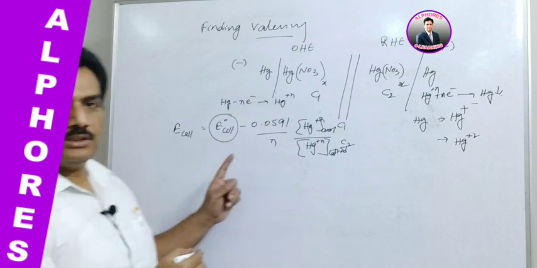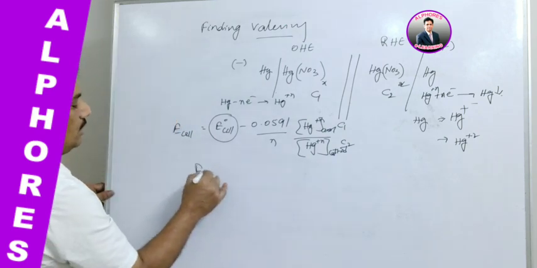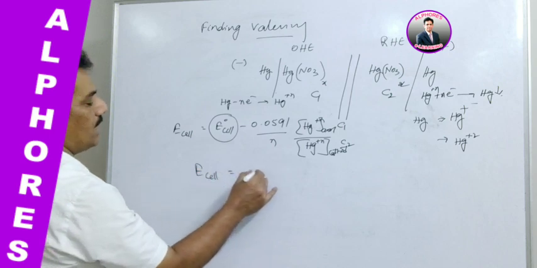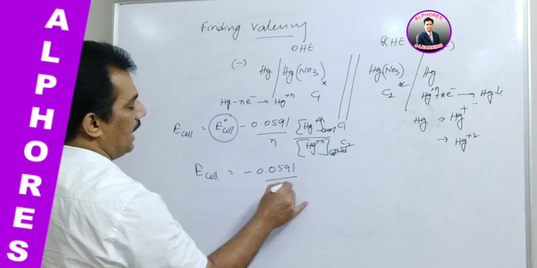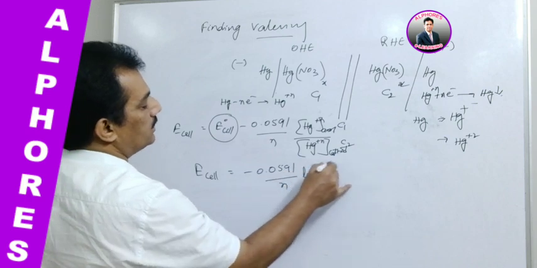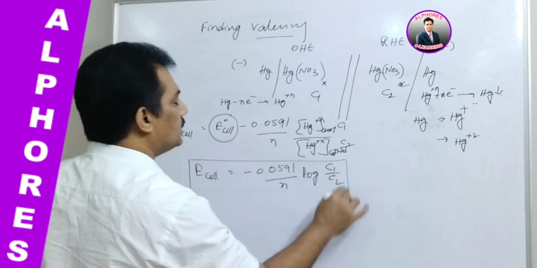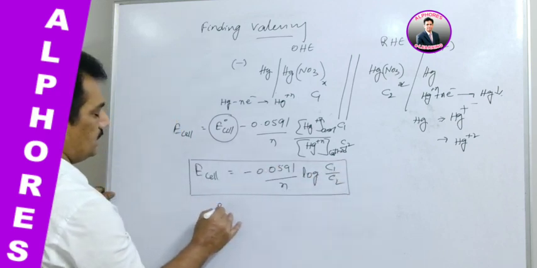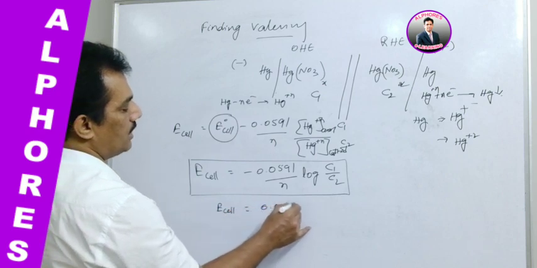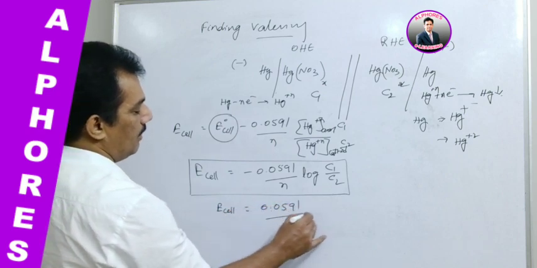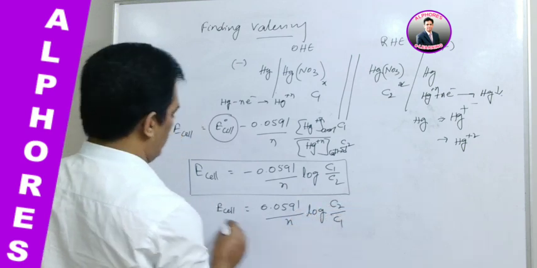When it is a concentration cell, E naught cell is 0, and then we write the equation as minus 0.0591 by n log C1 by C2. Now to make this into a positive value, we can rewrite this as E cell is equal to 0.0591 by n log C2 by C1.